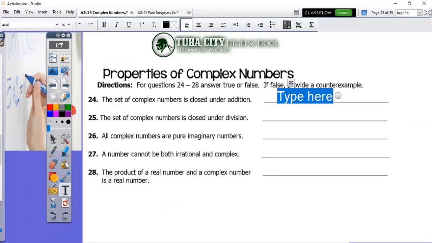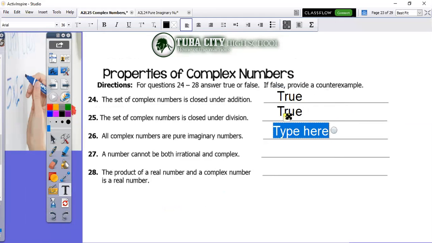All right, the set of complex numbers is closed under addition, so that's true. And this next one here, the set of complex numbers is closed under division. That is true. All complex numbers are pure imaginary numbers, and that is false.